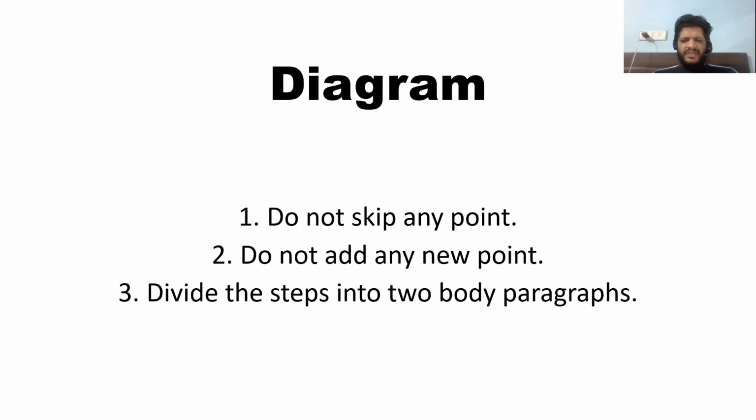And then you should be dividing the information in half. Suppose you have 8 steps, you should write 4 in the first body paragraph and 4 in the next one. Suppose you have 9, then maybe 5 and 4, or 4 and 5. So do not write, suppose you have 8 steps, maybe 2 and 6. That is wrong also. And suppose you have 9 steps and you're writing maybe 3 and 6. That is also something awkward. So if you do not have an even number, it's okay. You can always keep a difference of 1, but not more than that.